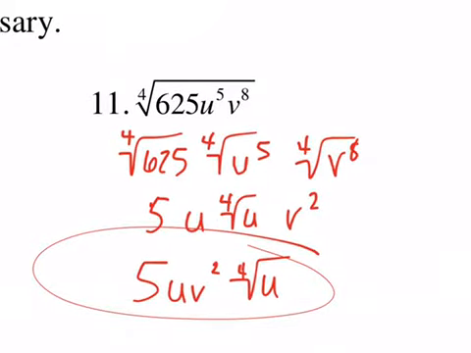Alright, this one I kind of broke up into the individual pieces, which you can do if you like viewing it from that perspective. The 4th root of 625 is a 5. The 4th root of u to the 5th, a group of 4 would make it out, leaving 1 left over. And then here, v to the 8th, takes a group of 4 to escape, so it can make it out twice. Put those back into the proper order, and there you go.